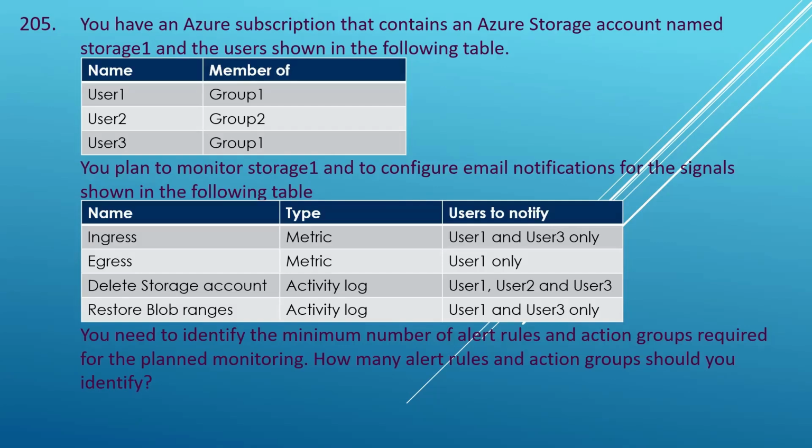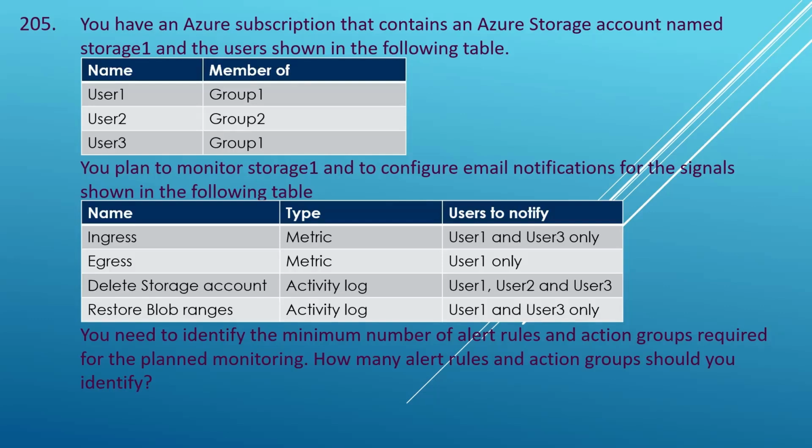Now the signals are ingress, egress, delete storage account, and restore blob ranges. For ingress and egress, the type is metric, and for delete storage account and restore blob ranges, the type is activity log. The users to notify are: for ingress, you will notify user 1 and user 3. For egress, you need to notify user 1 only. For delete storage account, you need to notify user 1, 2, and 3. To restore blob ranges, you need to notify user 1 and user 3 only.